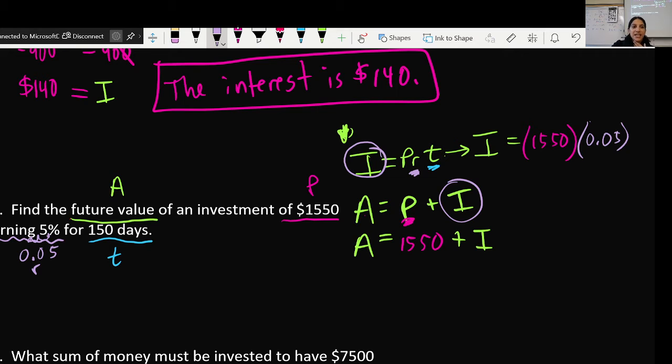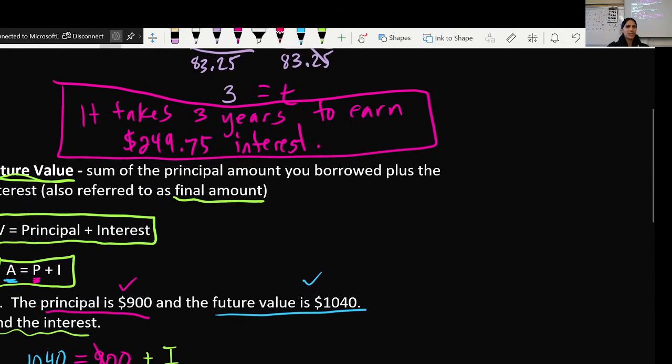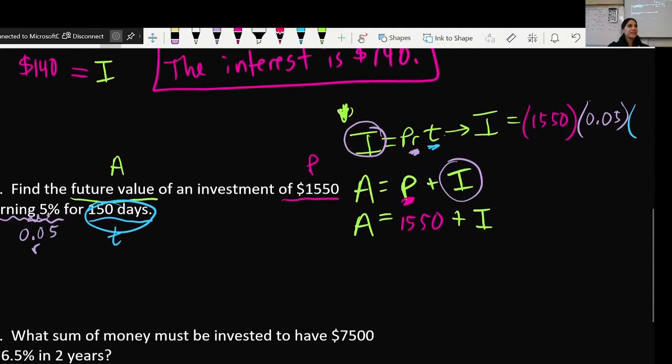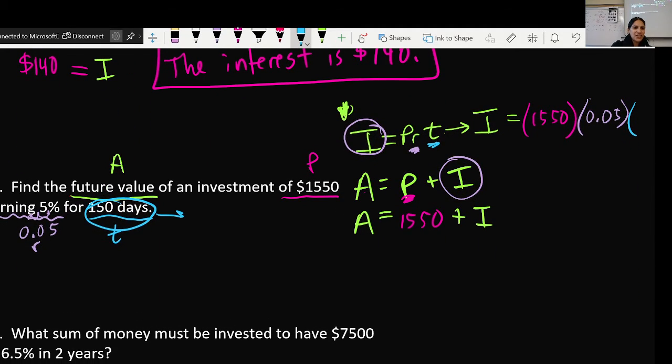times T. Okay, so here's the interesting part. It says times T, but this is given in 150 days. Do you see that in the last example we did this in years? How do we change or convert this from days into years? Kira?